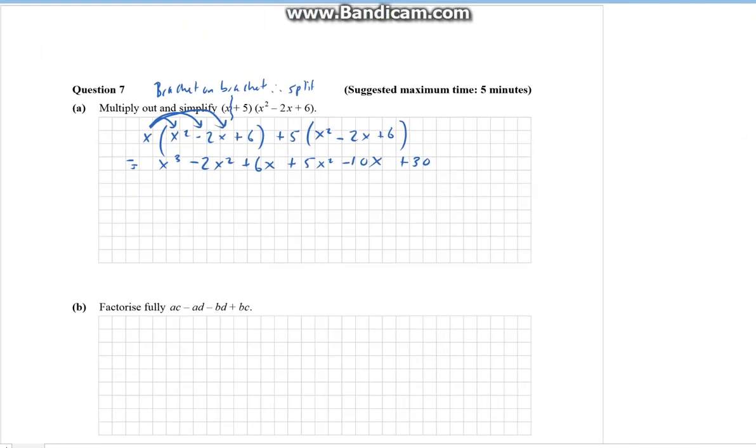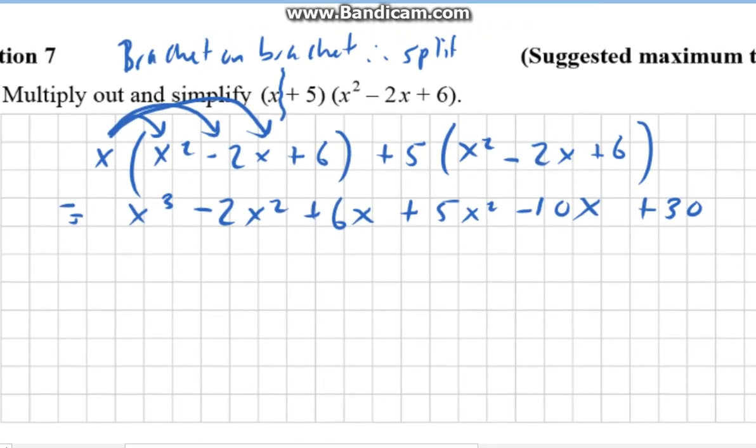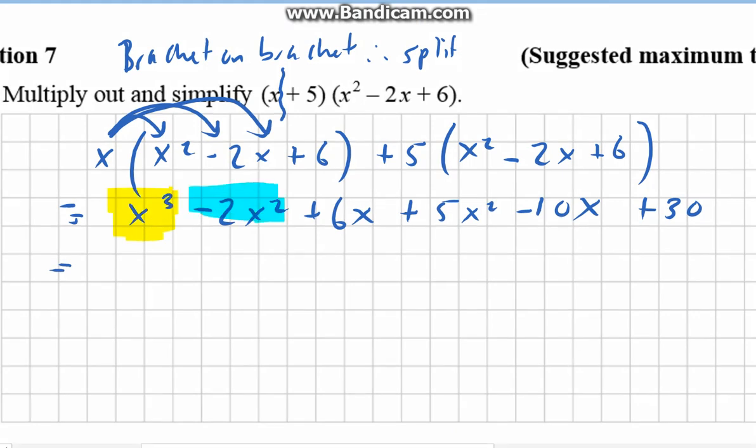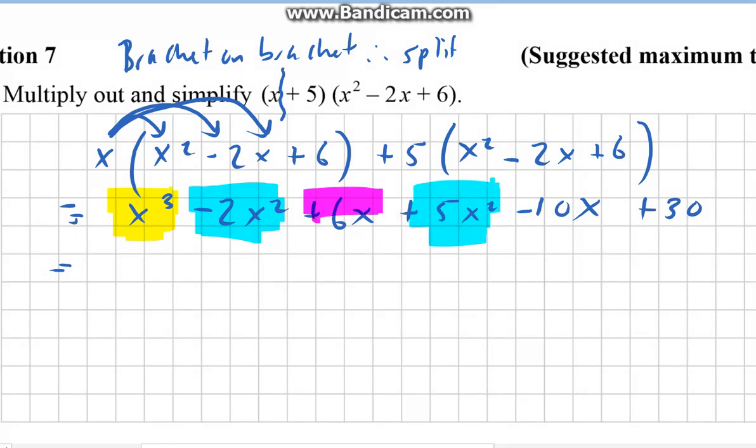So now we have to simplify, so we put like with like. Let's highlight what's like. So x cubed, there's no other x cubed. X squared, there's minus 2x squared and there's plus 5x squared. X's, there's plus 6x and minus 10x, and then plus 30 is on its own as well.